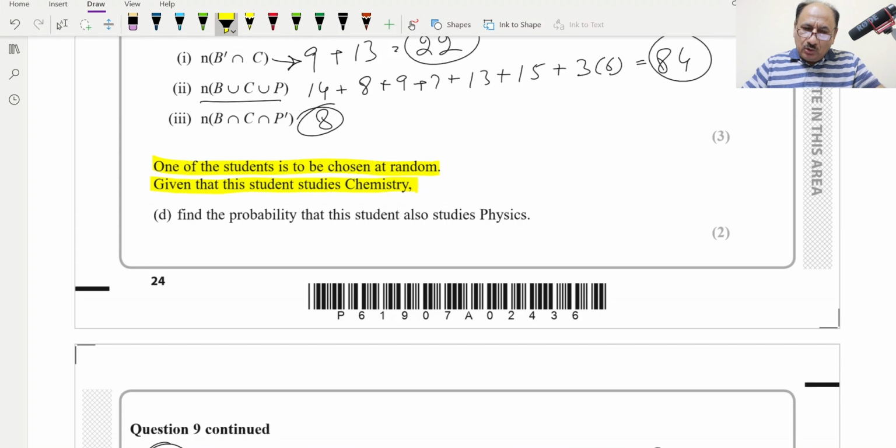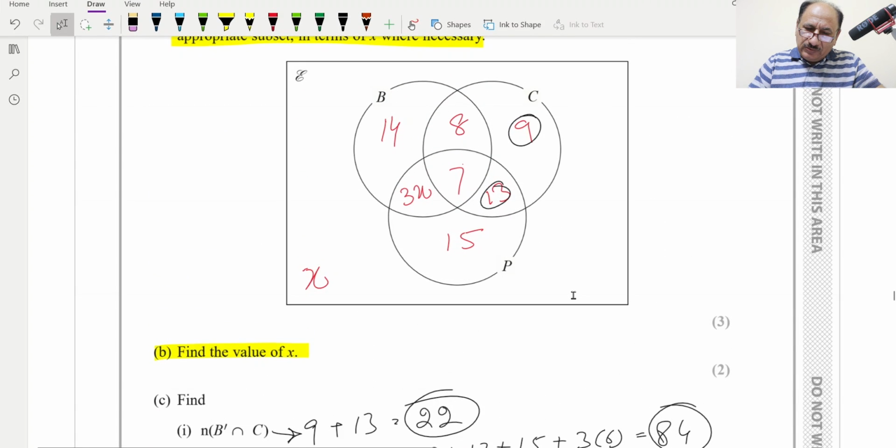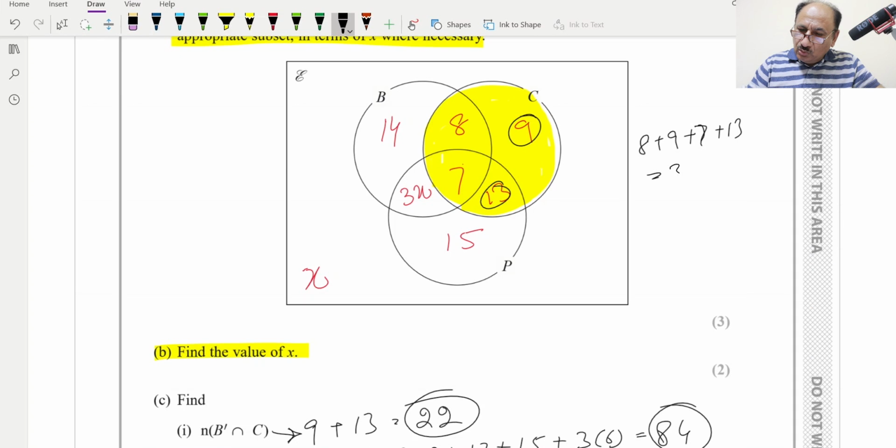Next, one of the students is to be chosen at random, given that this student studies chemistry. So among chemistry students, chemistry students are only this region. So among this one we are discussing, we'll choose among these. The total is 8 plus 9 plus 7 plus 13, which is equal to 37. So out of 37 we are checking.